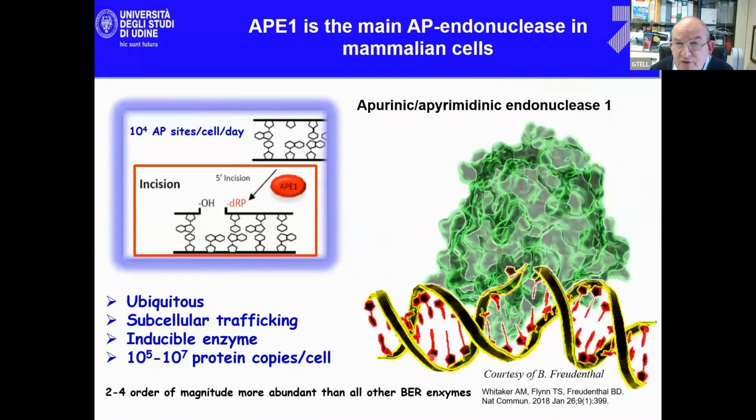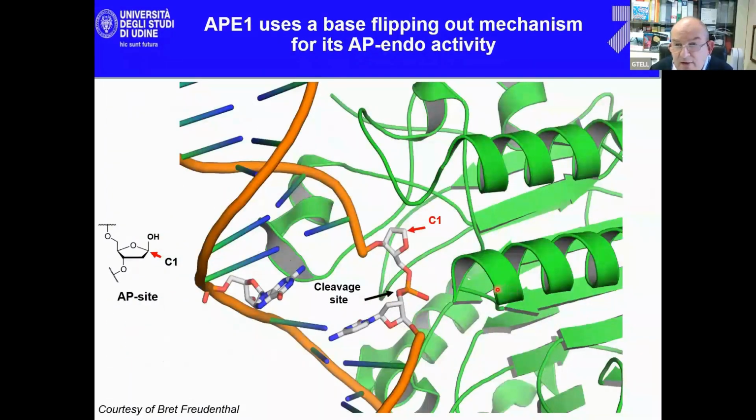From this observation, we also contributed, together with some other colleagues in the US, to determining the structural function of the protein. This is a cartoon showing how the protein behaves on abasic DNA. This is the abasic site that is the substrate for this protein. You can see that the protein is able to recognize the abasic site through a flipping-out mechanism, thus being able to sculpt the DNA in order to recognize the abasic site itself.